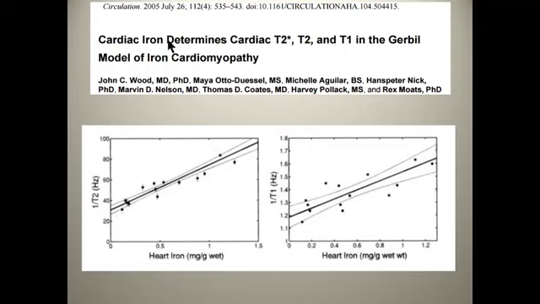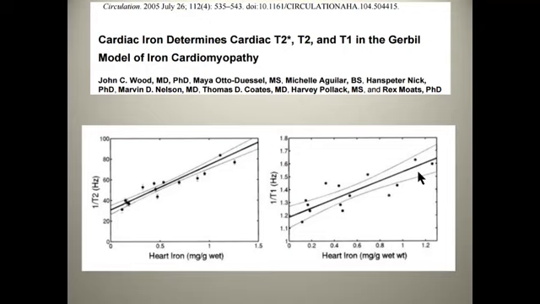Cardiac iron is the other one. So this is from John Moon's great paper where he looks at T2 star, T2 and T1 after loading up gerbils with iron. And as you can see, here we've got the rate, so 1 over T2, so the T2 decreases with increasing iron. Similarly, the T1 decreases with the increasing iron. So this is a direct effect. It's not really surprising given how we know the magnetic properties of iron.